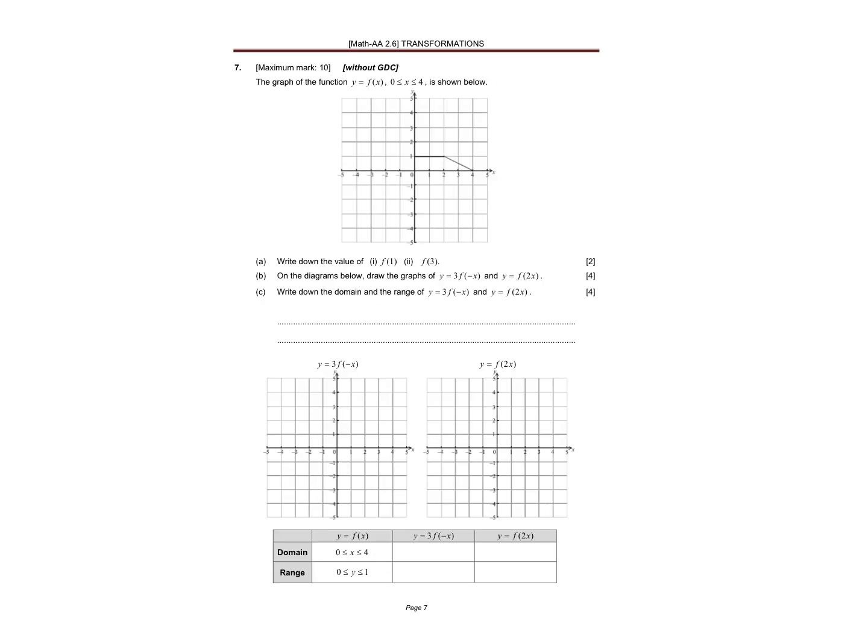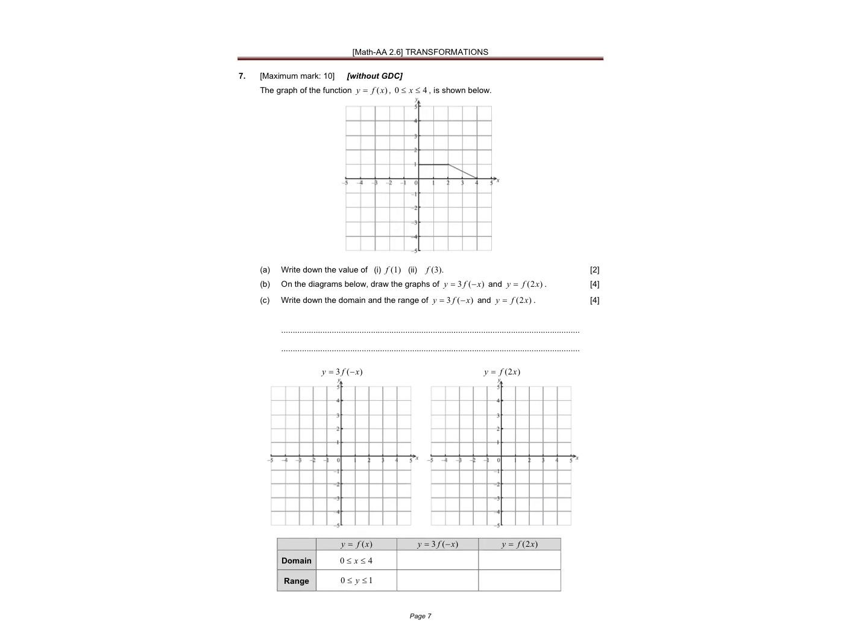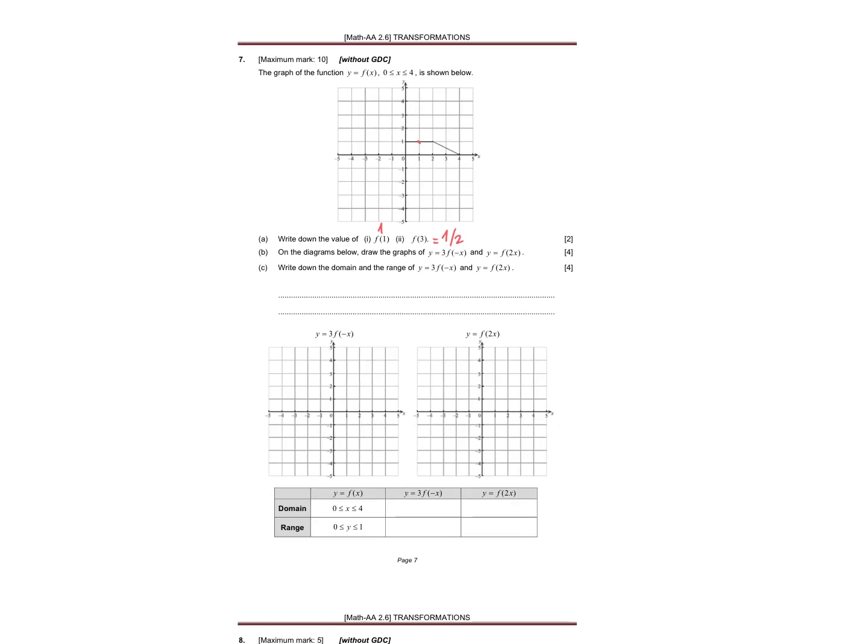All right, we've got f at x from 0 to 4. Write down the values: f at 1 is 1, right there. f at 3 is 1/2. On the diagrams below, draw the graphs of 3 negative f at negative x. Okay, so if we flip everything over the y-axis, this stays. Then all these are flipping. 2, 1 goes to negative 2, 1, and 4, 0 goes to negative 4, 0.